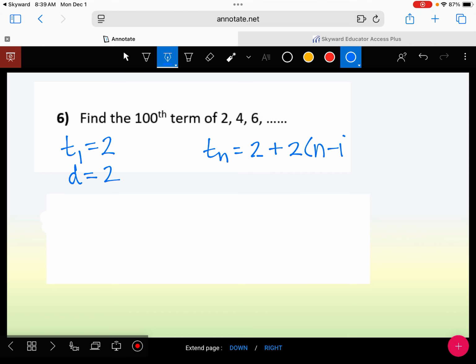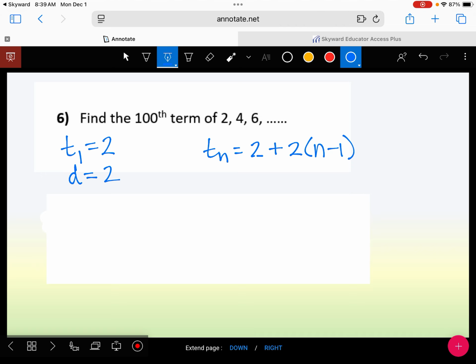n minus 1. Now, I've taught this class for like 18 years, but I will tell you, there are people who can't figure this out, and they will just keep adding 2 97 more times. And if that's what you want to do, I can't hold you, okay? But that's a lot of work. I would just learn the rule.